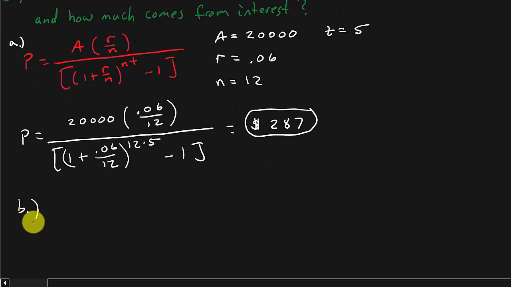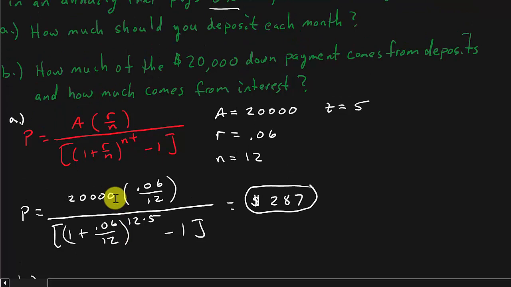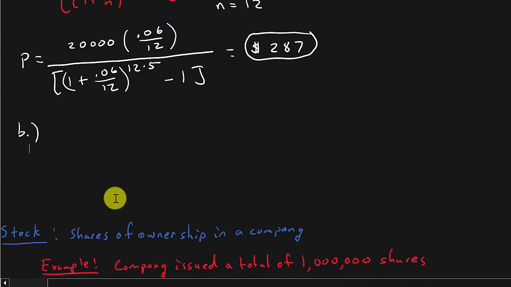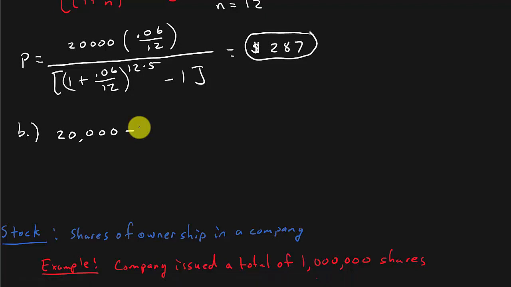Now for part B, it's wanting to know how much of the $20,000 down payment comes from deposits and how much comes from interest. All right, so it's going to be the $20,000. That's how much we're going to have at the end of five years. Well, how much money did we actually put in?